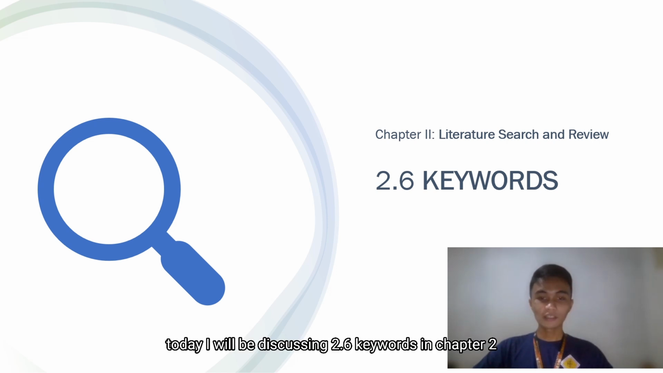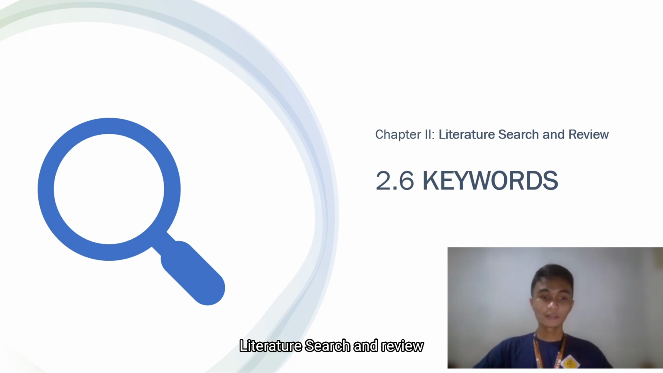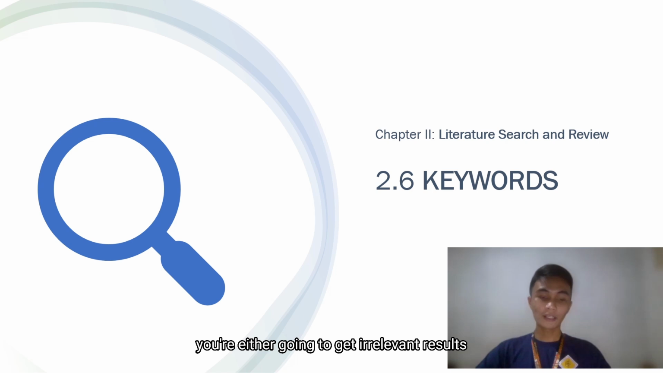Today, I will be discussing 2.6 keywords in Chapter 2, Literature Search and Review. When conducting a literature review, the first and most crucial step is to choose the keywords or terms you use to search the databases, because without them, you're either going to get irrelevant results and waste your time, or you're not going to get any useful text at all. For this reason, I will discuss keywords in more detail in the following slides.